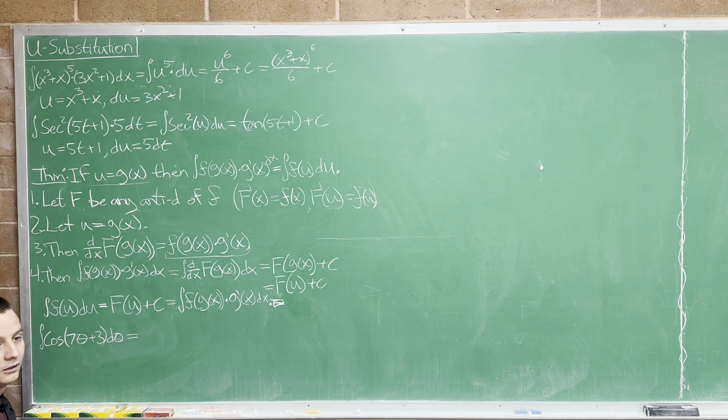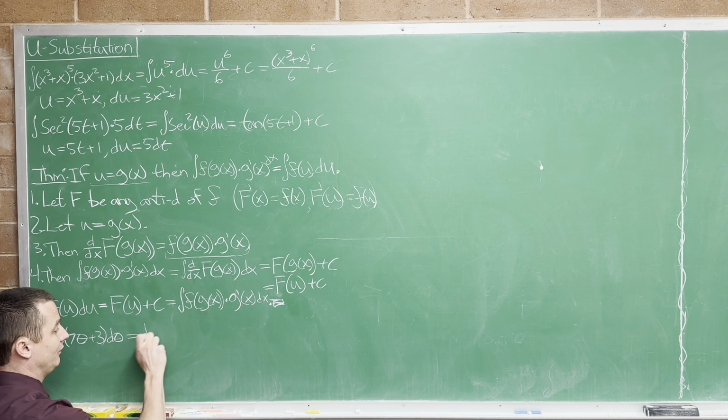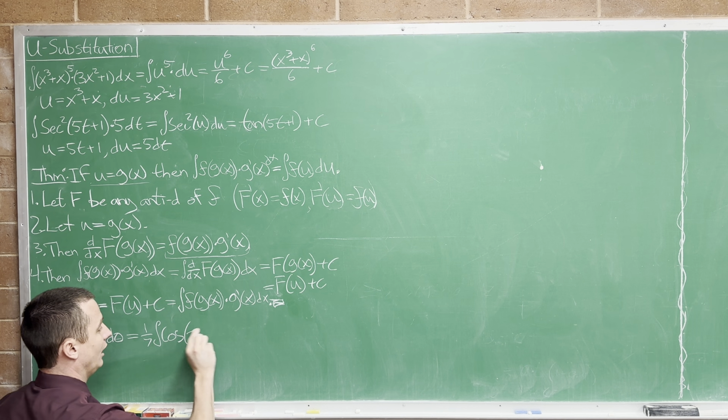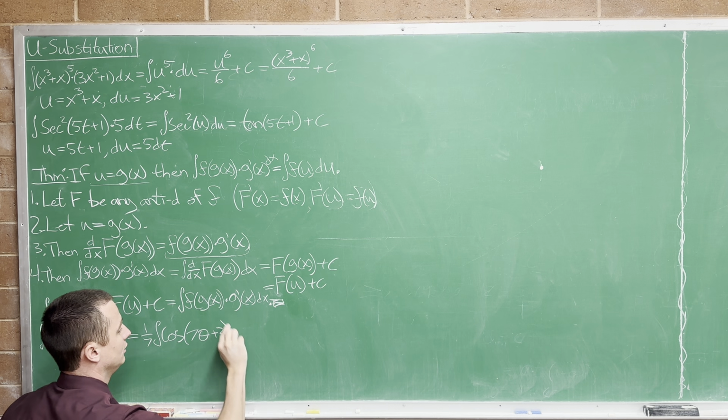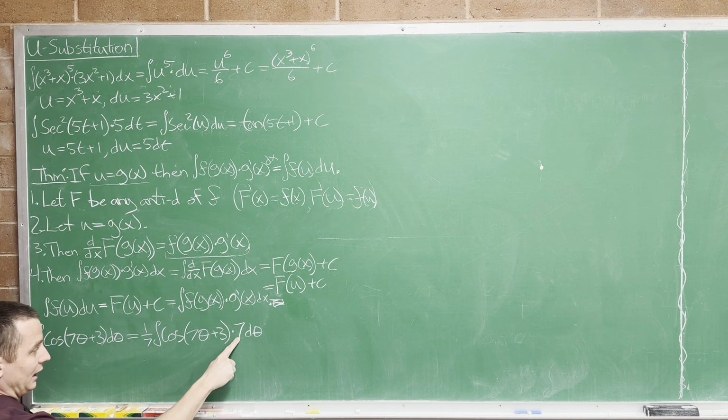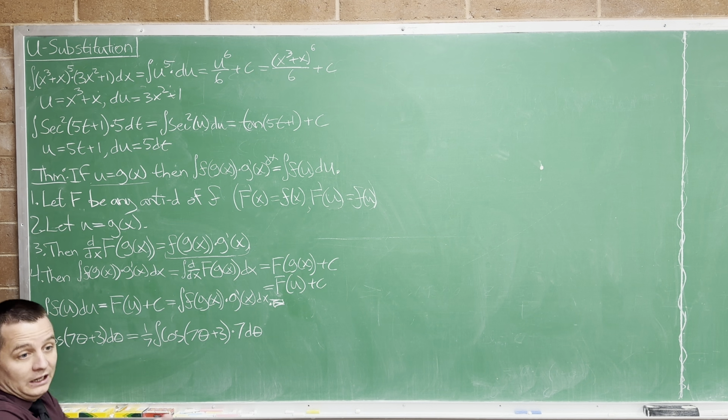Annoying. What can we do? Times by 7. If I multiply it by 7, I also have to divide by 7, and then we're fine. So I'm going to say this is just equal to 1/7 times the integral of the cosine of 7 theta plus 3 times 7 d theta. You see, I multiply 7 there and divide 7 there. Those cancel out. You didn't change anything.